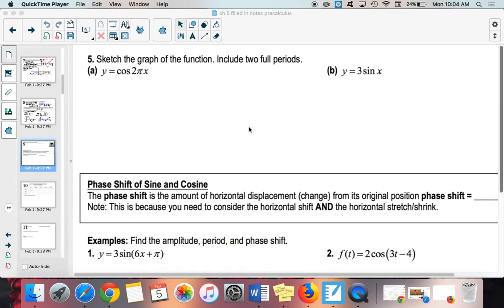We were sketching the sine curve and the cosine curve, but we were adjusting their period, their amplitude, and so on, so we had different periods and amplitudes for these things. So we left off with number 5, I believe. It says, sketch the graph of the function, include 2 full periods.